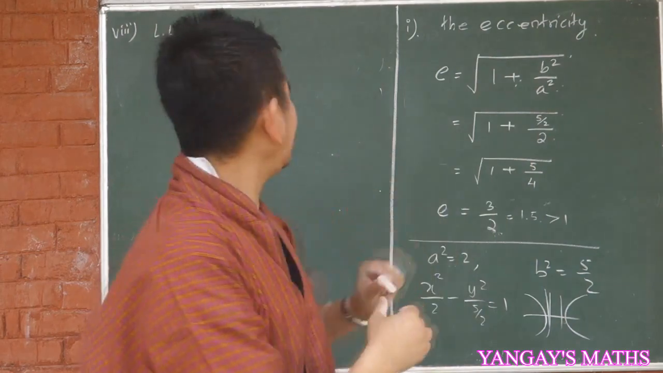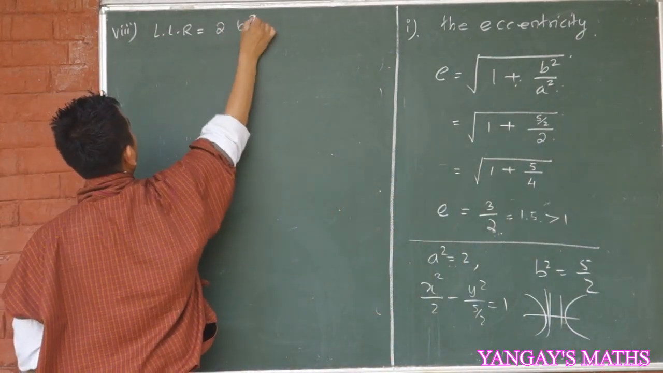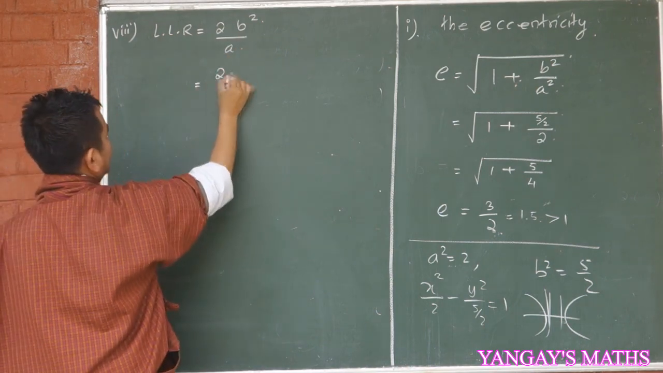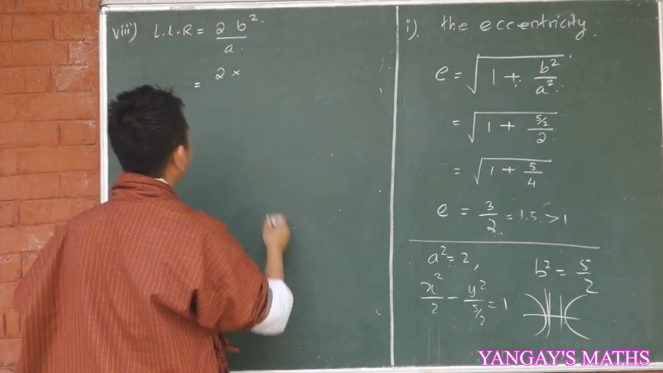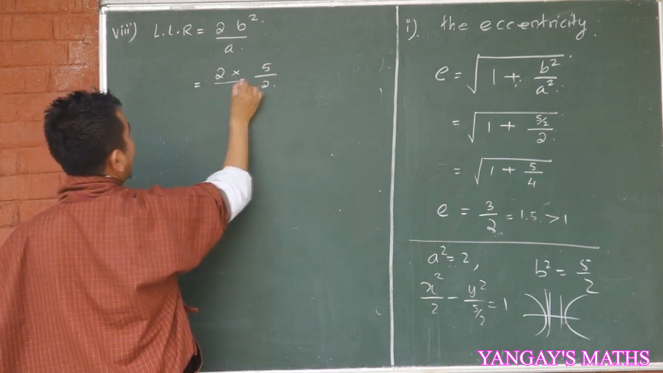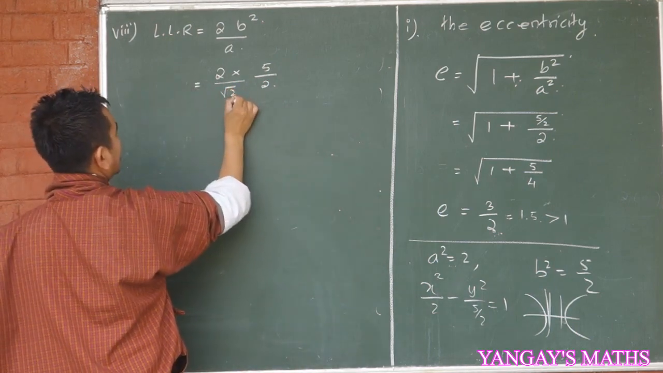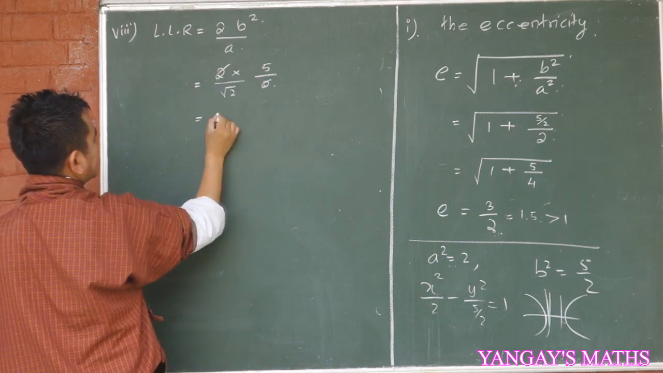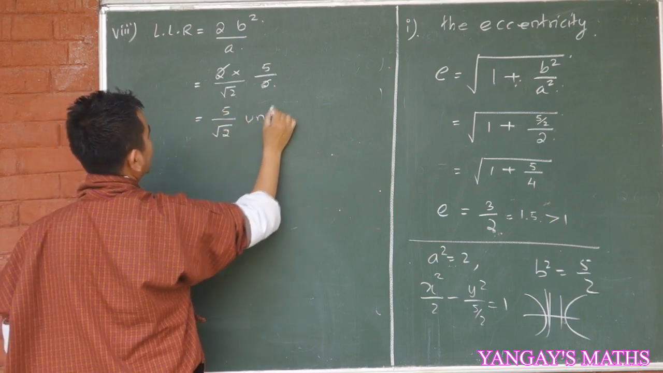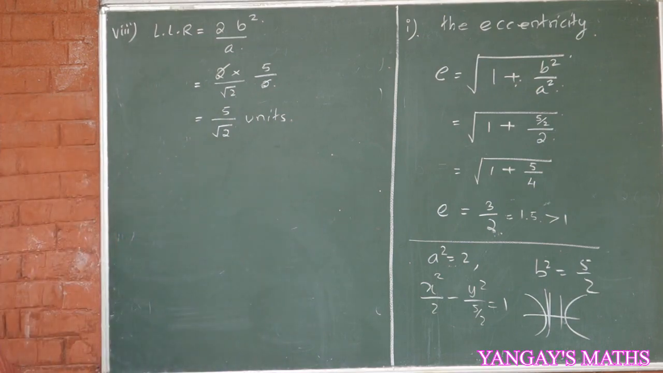So now, what is the length of the latus rectum? The length of the latus rectum is 2b squared divided by A units, which is 2 times the b square value, 5 by 2, then divided by A. The a value is root 2. 2 will get cancelled, which is 5 divided by root 2 units. This becomes the length of the latus rectum.